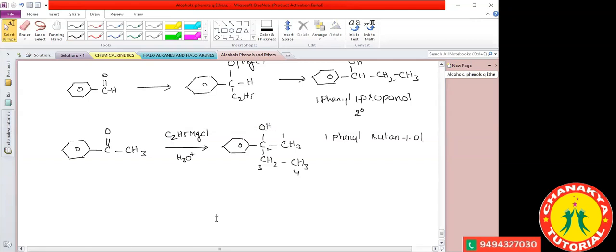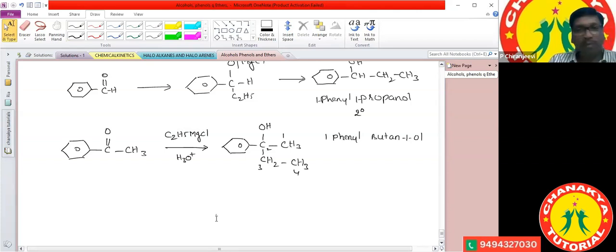Okay, ma'am, here is one question. It is an exam point of view question. What is the exam point of view question here? Which of the following aldehydes gives a primary alcohol?